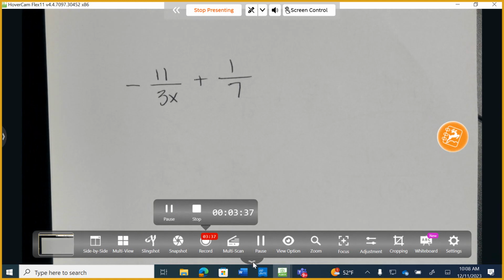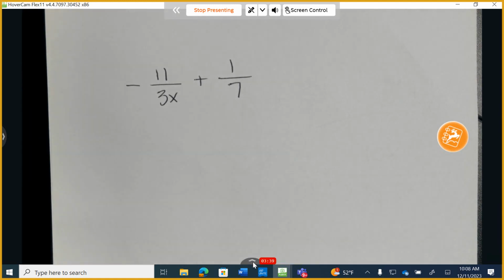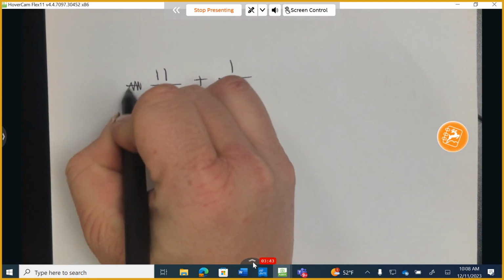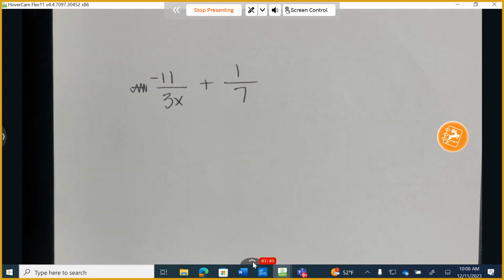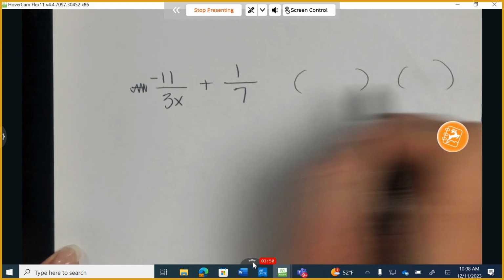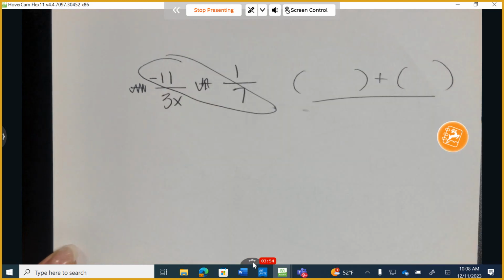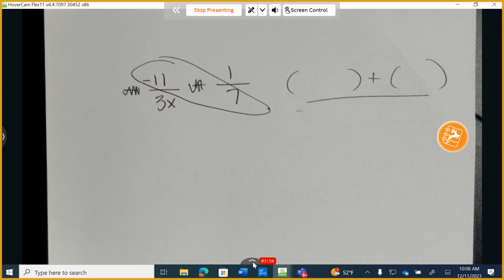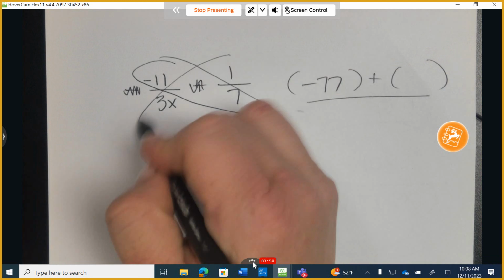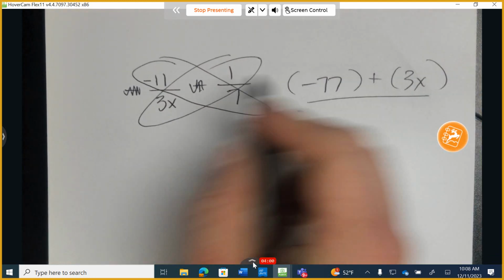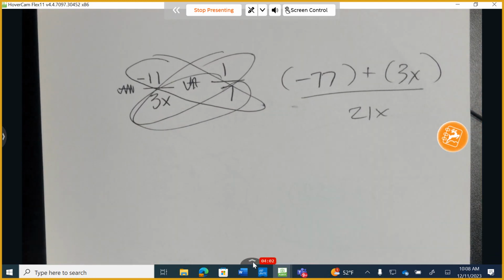Okay, so for this problem, I'm going to choose to do the butterfly method, but this is where I think kids are going to get confused. This negative sign, I'm going to cross it out and bring it up top. So if it's in front, it gets crossed out and brought up top. So I'm going to do butterfly, the symbol in between is addition, and I'm going to first multiply these two. So I have 7 times negative 11, which is negative 77, and 1 times 3x, which is 3x. Multiply the bottoms, you get 21x.